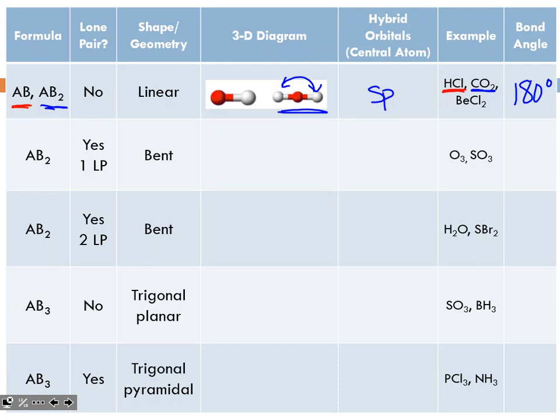Now, 2 types of bent. Let's look at the first one here. Both are AB2, 2 things attached, but the first one only has 1 lone pair. The second one has 2 lone pairs. So we're going to look at 2 different examples here. Looking at the one that has 1 lone pair there. How many things around that central atom? 3. So what is going to be the hybridization there? SP2. SP2, good. Yes, 1 S, 2 P's, sp2 is going to be the hybridization for this type of bent.